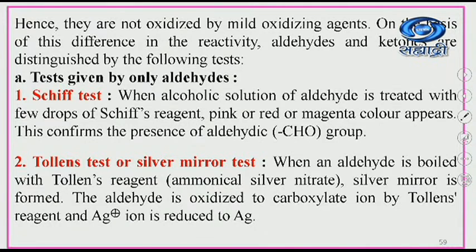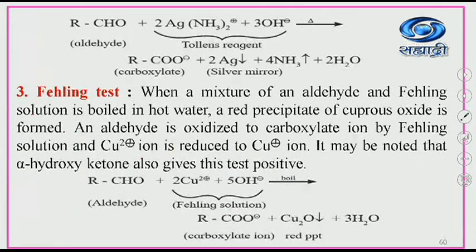When an aldehyde is boiled with Tollens reagent, ammoniacal silver nitrate, a silver mirror is formed. The aldehyde is oxidized to carboxylate ion by Tollens reagent, and Ag+ ion is reduced to Ag. We'll see the reaction. RCHO, this is an aldehyde, plus, when it is reacted with 2[Ag(NH3)2]+ and 3OH–, collectively this is known as Tollens reagent.